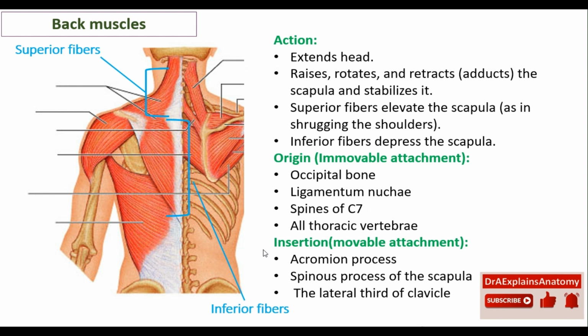Moving to the trapezius muscle. The trapezius muscle is the muscle right here, one of the back muscles. We can see the superior fibers. These are the inferior fibers of the trapezius. The action: it extends the head, raises and rotates and retracts the scapula. Also, it stabilizes the scapula. The superior fibers elevate the scapula as if you're shrugging your shoulders. The inferior fibers pull down the scapula.